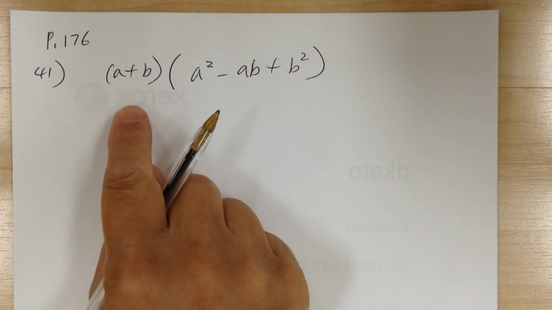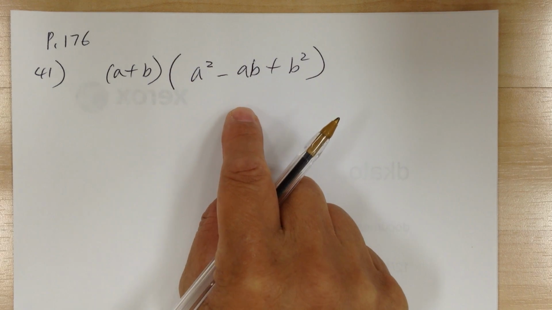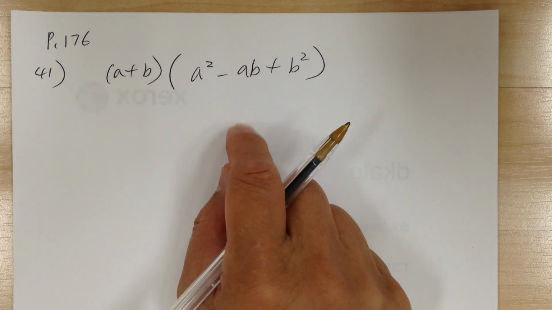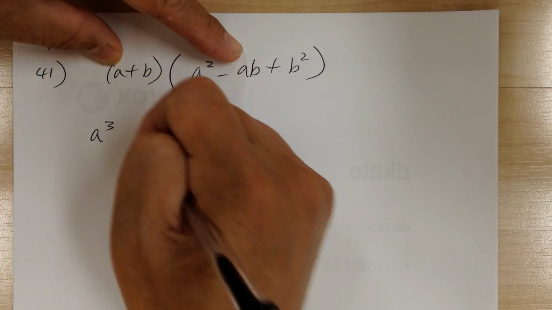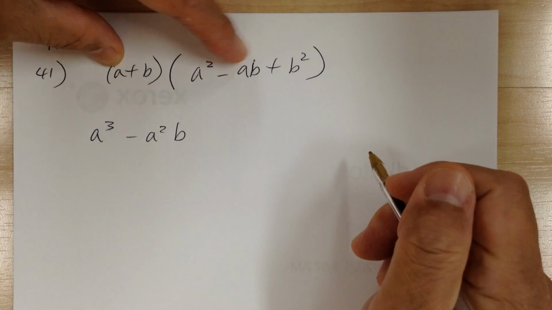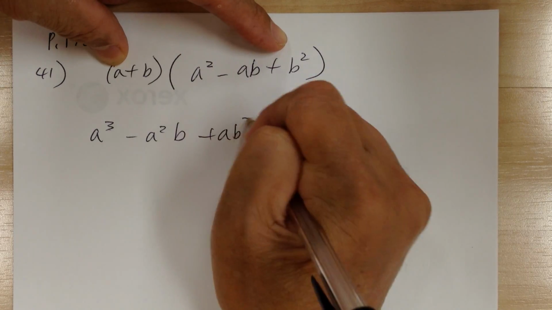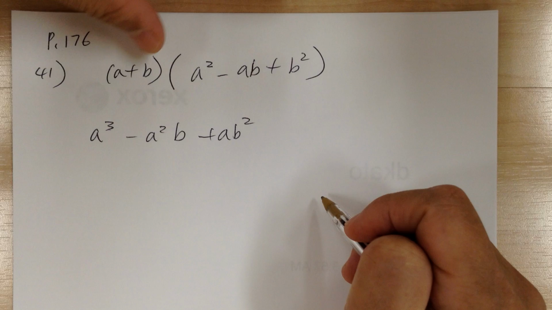So this came from the factoring of the cubes. But again, you haven't learned it yet, so let's just go and distribute, multiply. So it should be a to the 3 minus a squared b plus ab squared. Okay, so I'm done with this one, so go to the next one.